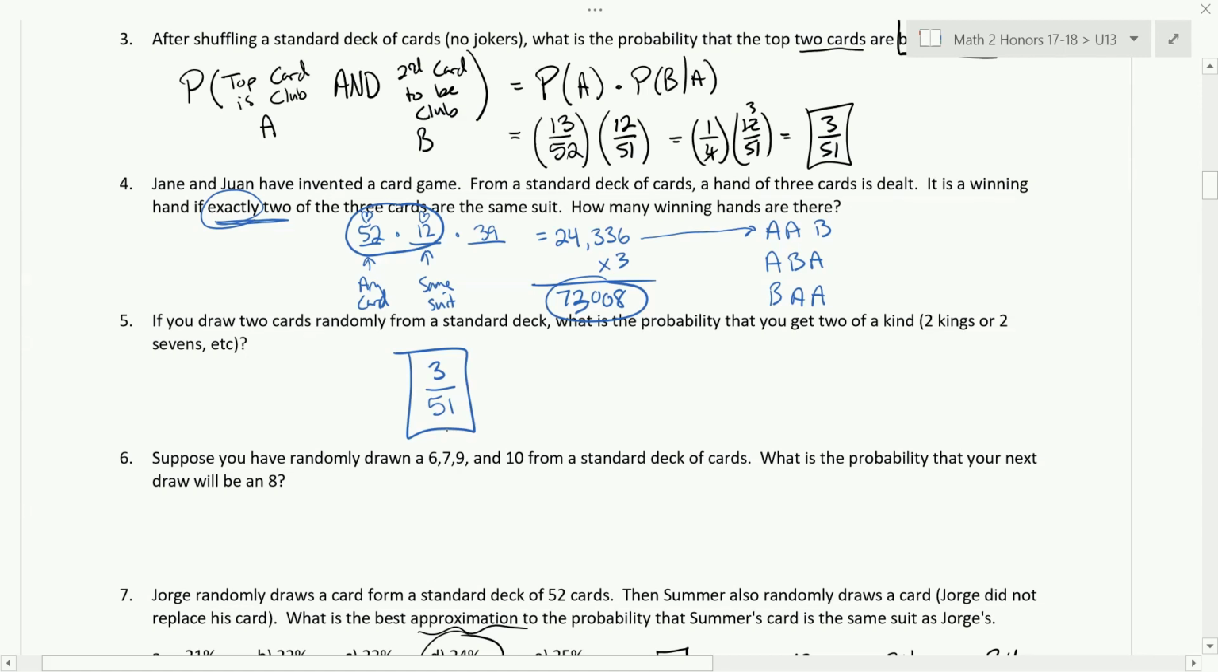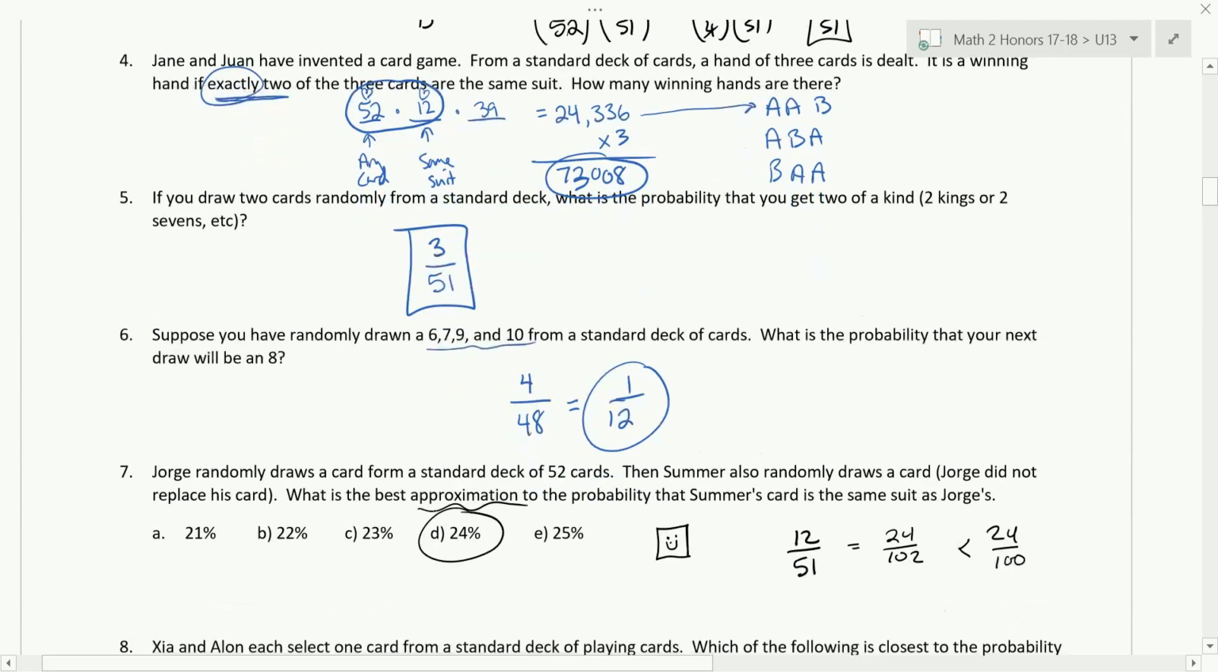And so what's the denominator going to be? It's going to be out of 48 cards because you already have 4 cards, right? And you want an 8. So what's the numerator going to be? 4, because there's 4 8s in that deck. And then we reduce that, you get 1 out of 12. We did 7.